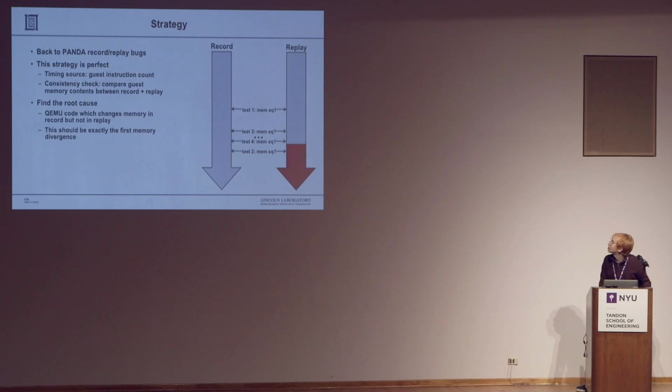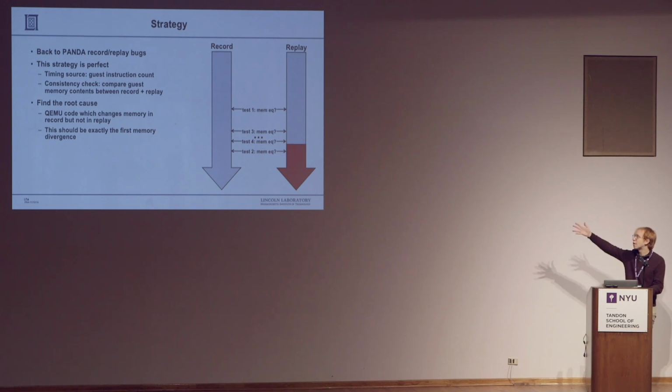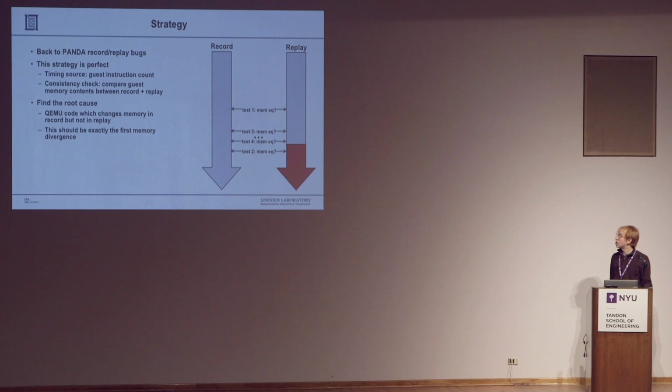So just to go back to the example here, the record and replay steps both have precise instruction counting the whole way. So if you get the record step and the replay step to the same instruction count, they should have the same state. And so here, the red part of the replay step is saying, okay, that's where the states diverged. And so at that point, the memory should be different.